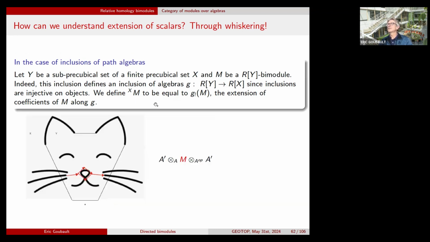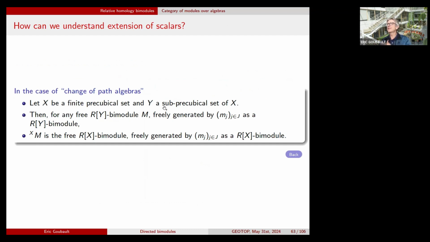okay, I won't show you how it's constructed, but the theorem is that if capital M is a free R of Y bimodule, and Y is a smaller cubical set, so R of Y is a smaller algebra, and you want to extend it to see it as an R of X bimodule, then the extension of scalars to R of X is going to be a free R of X bimodule, freely generated by the same generators as before, but with the coefficients you have now, right?